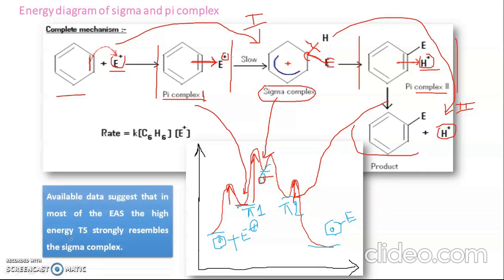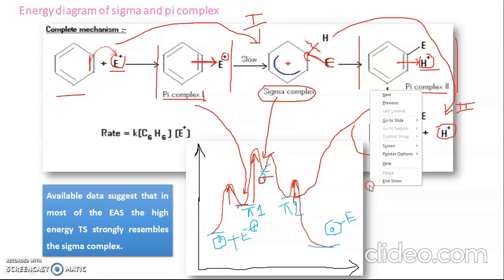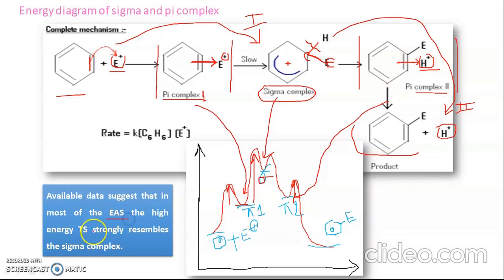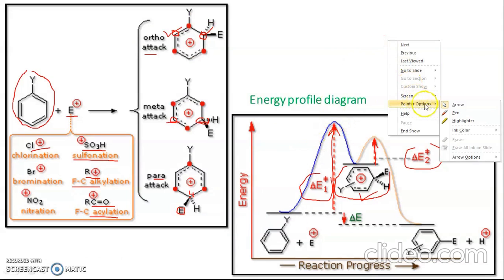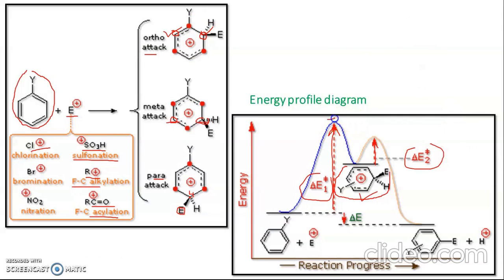Okay. So available data suggests that in most electrophilic aromatic substitution, in short EAS, the high energy transition state strongly resembles the sigma complex. So this is the high energy transition state. Suppose I put a star mark here, and now I go back to our original energy profile diagram. So that star mark position is actually this position, right?